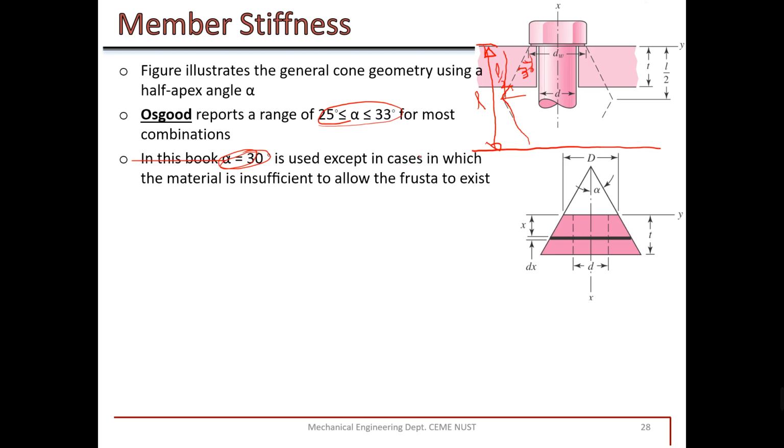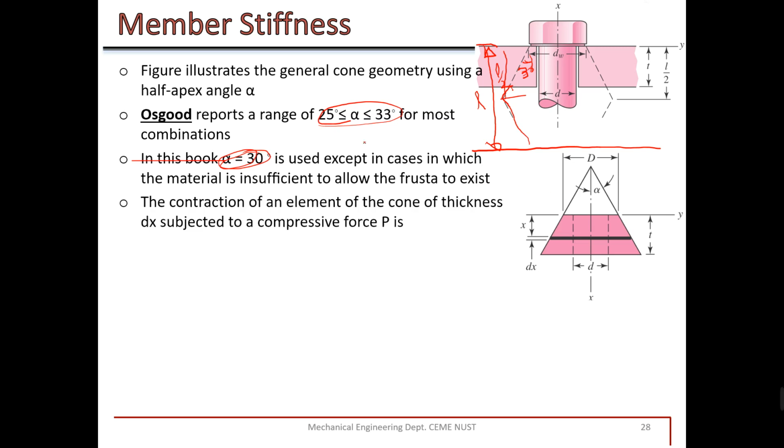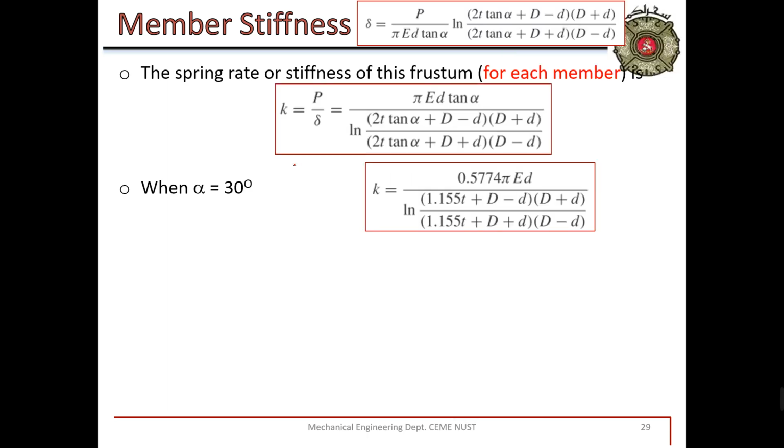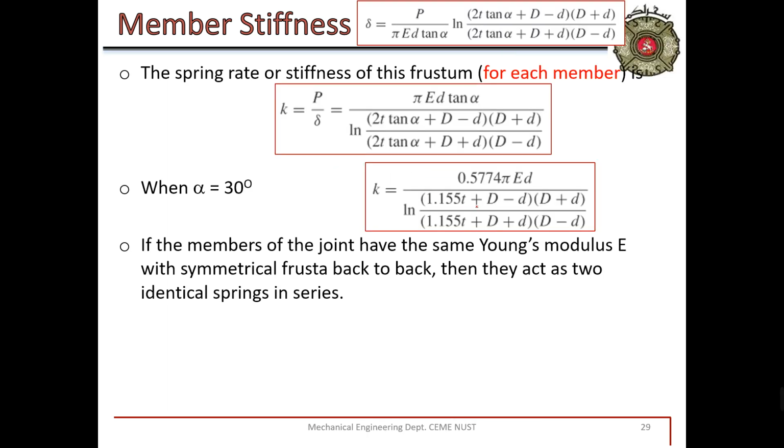We have to calculate the stiffness for each frustum, and once we know the stiffness, we can just add 1 by K1 plus 1 by K2 plus 1 by K3, and we will get 1 by Km, the stiffness of the members. All the proof of this topic I have already explained in the class. We will just go through this, and this will be the final equation that we'll be using, because alpha is 30 degrees in our case. This will be the final equation we will be using to calculate the stiffness of members.